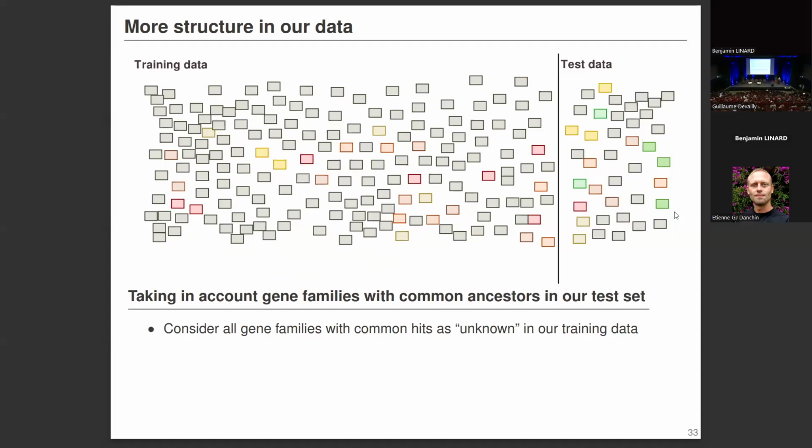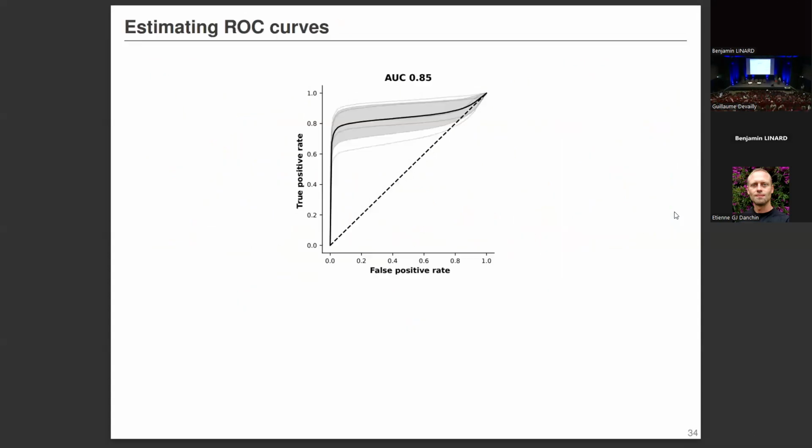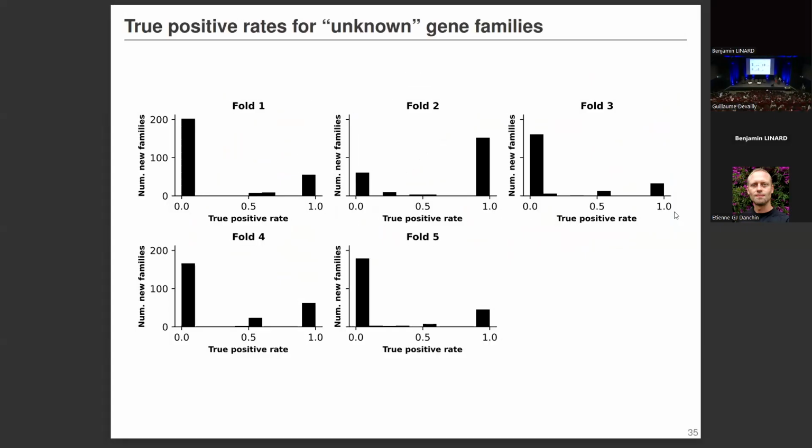So in the case of secretion systems, we can go a lot beyond that because we have a good knowledge of the common ancestors between different secretion system types. And we do our ROC curve again. It doesn't degrade the results as much. And the same thing for true positive rates. It's a bit similar to what we had before, with some folds not working very well, while some folds work a lot better.